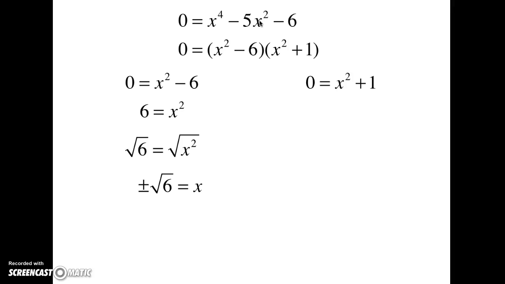As for our other two answers, we have 0 equals x squared plus 1. Subtract 1 from both sides, and then we end up with the square root of -1. And we know what the square root of -1 equals. That equals i. So this situation, when we have two imaginary answers, plus or minus i, and two real solutions, plus or minus radical 6.